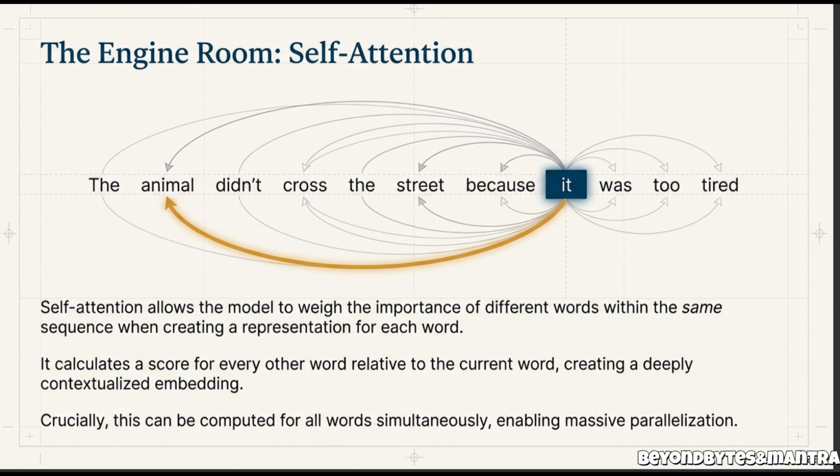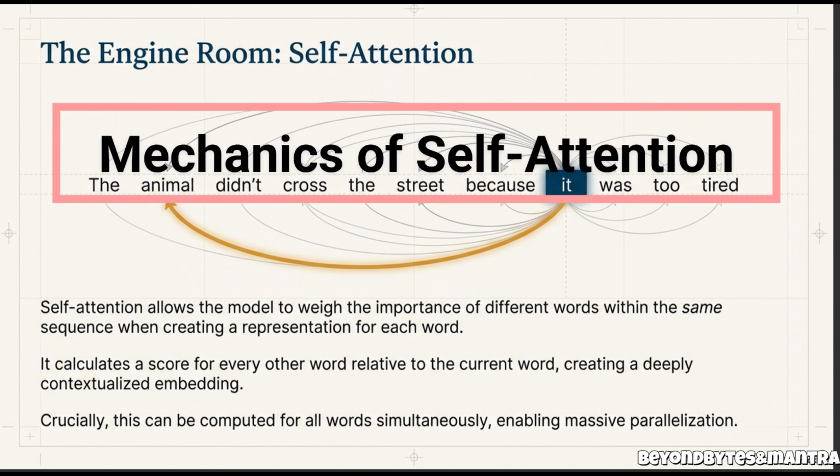Self-attention makes language coherent. In the sentence, "The animal didn't cross the street because it was too tired," the word "it" correctly links to the animal, not the street. That clarity comes from attention. Now let's look into the mechanics of self-attention.